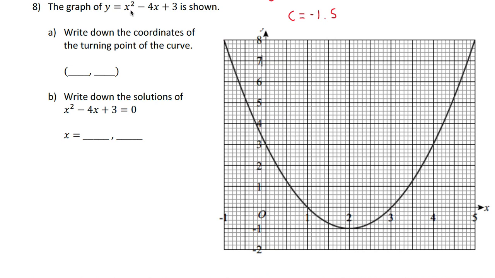Question 8 is about quadratic graphs and their equations. Now notice they don't make a straight line, quadratic graphs make this parabola shape, this U shape. Okay, ignore this, it is from the previous question.